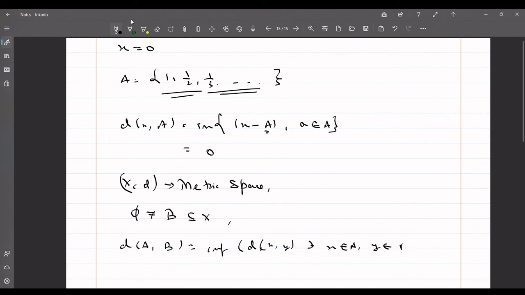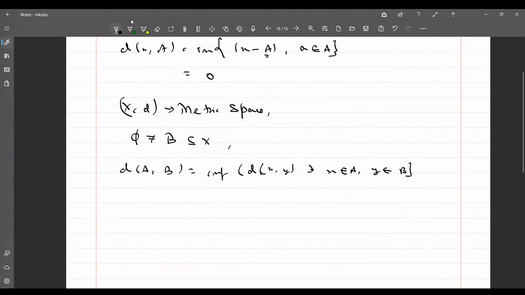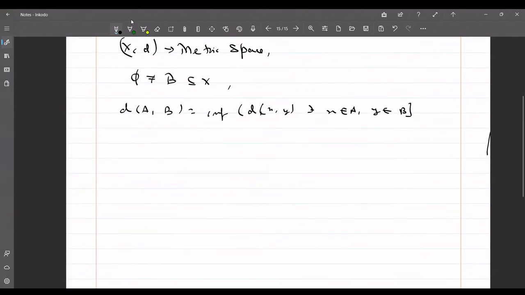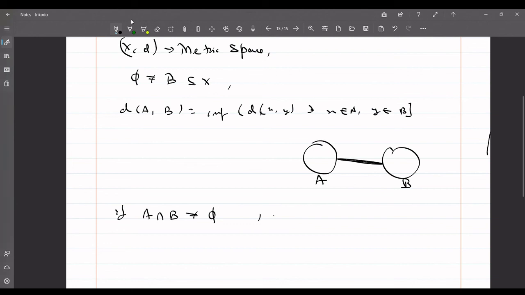In this case also you can use a similar diagrammatic representation. Suppose this is A and suppose this is B. The minimum distance between them is defined as the metric. Clear? If A intersection B is not null, there are some elements common to A and B, then what must be the minimum distance between them? It must be 0.